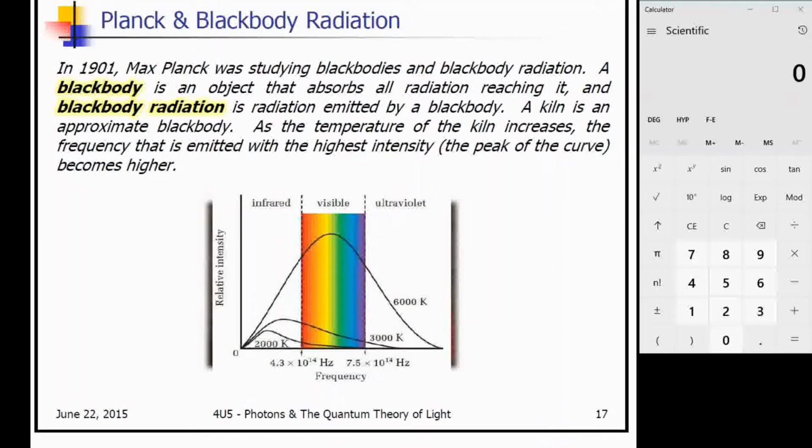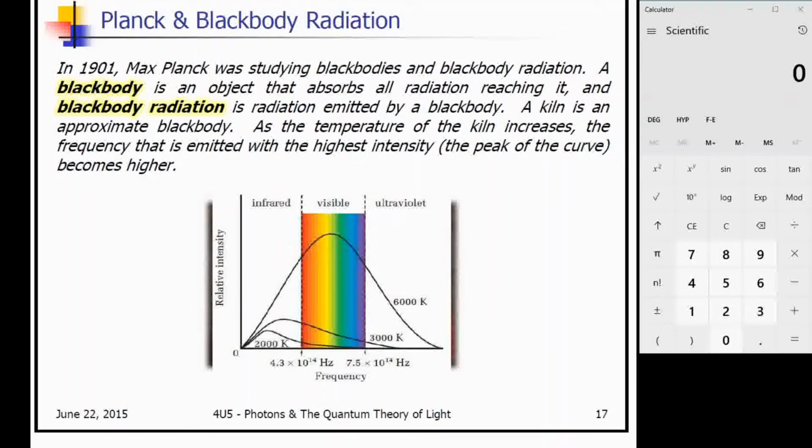The frequency of the emitted light is dependent on the heat and the relative intensity. So you don't need to understand this very well because we don't actually study this in this course, but I just want to give you an understanding of what a black body is.